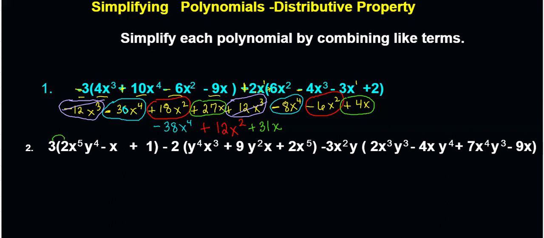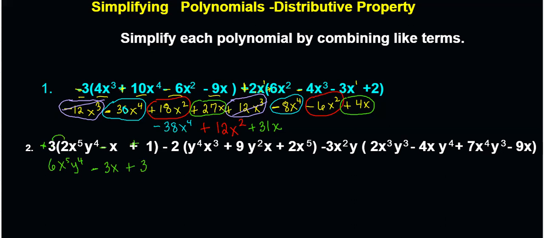I'm going to carry along my exponents. Then, if you want to put the plus there, so you remember that, a positive times a negative is a negative. 3 times 1x is 3x. Then I got a positive times a positive, which is a positive. 3 times 1 is 3.